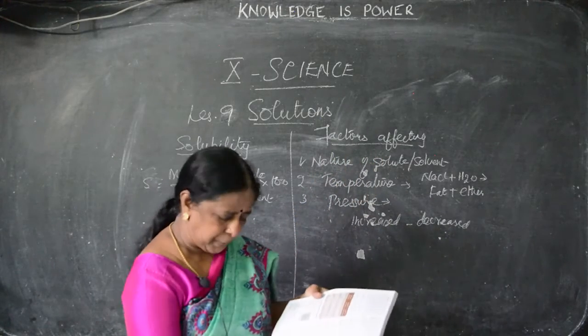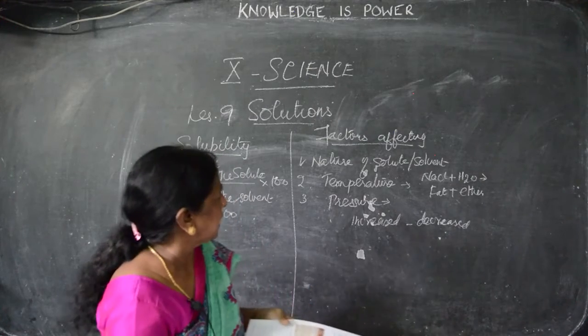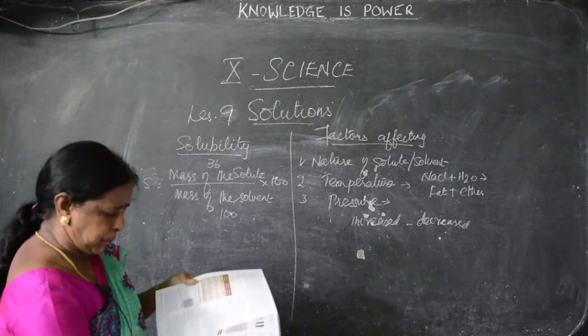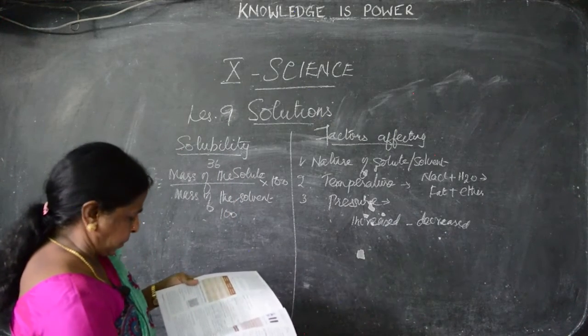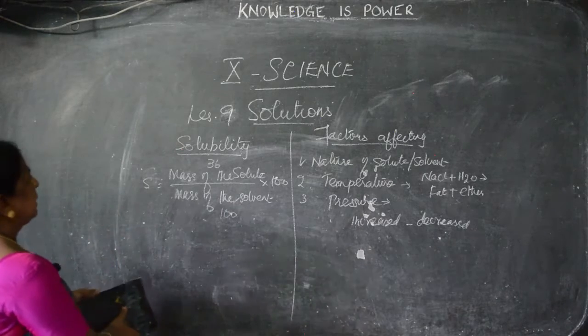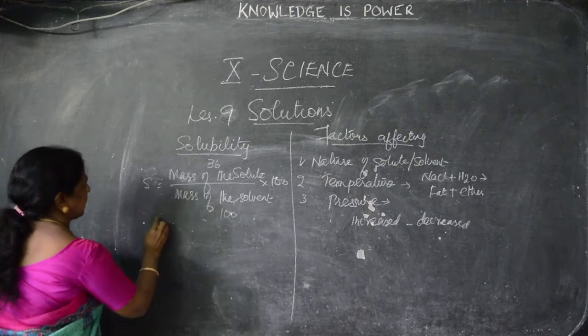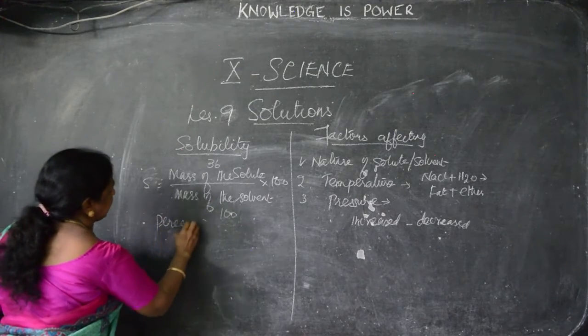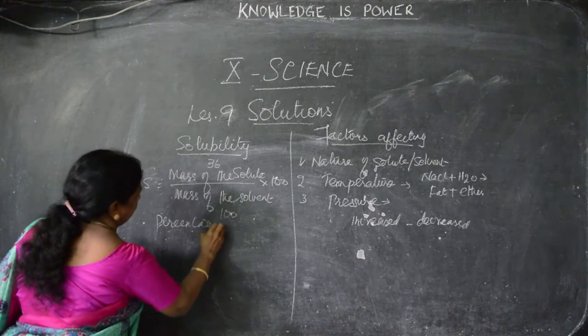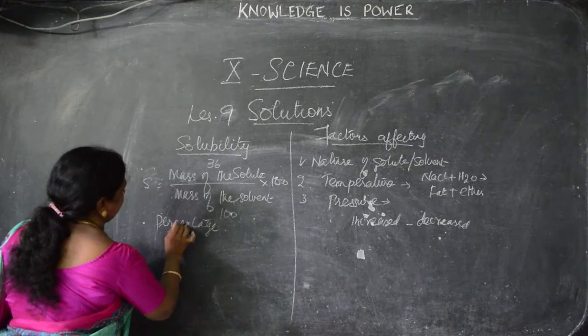So we have to find out the percentage of the solution also, the same way. For the percentage of the solution, we have to find out the mass of the solute. This is solubility. Then we have to find out the percentage of the solubility, percentage of mass.